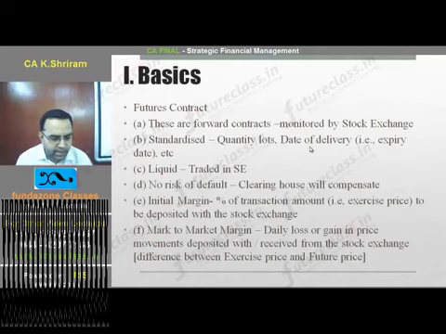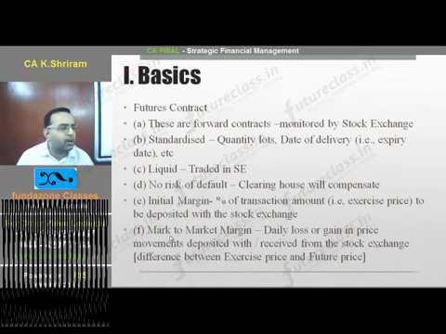It's liquid, it can be transferred, there is no risk of default. The clearinghouse will collect the margin. In this context, we discussed something called initial margin and mark-to-market margin. What is initial margin? The moment you enter into a contract, a percentage of the total value of the contract has to be deposited with the stock market. That's called the initial margin.